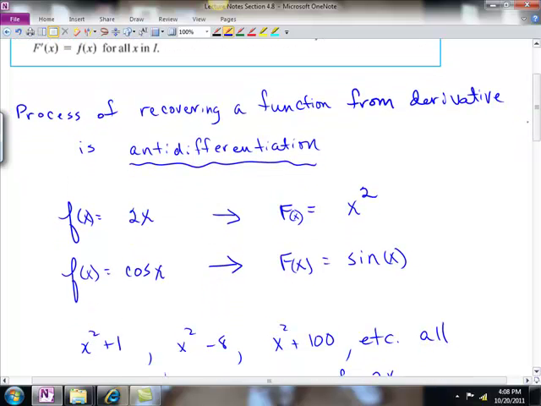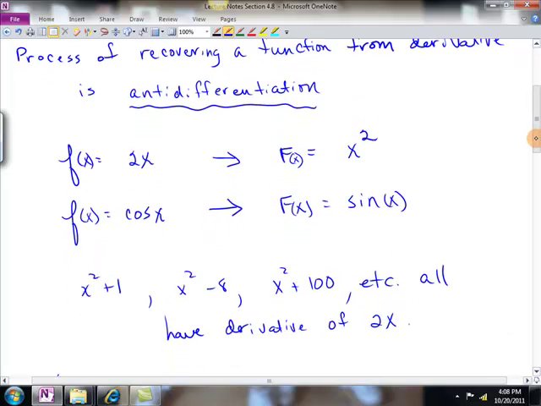The process of recovering a function from a derivative is antidifferentiation. So if we had 2x, would it make sense that the function that would give us that would be x squared? So let's think about it. If you took the derivative, you'd go 2 in the front, you'd take 1 away from that, you'd get 2x. If the derivative were cosine x, what function, if we took the derivative of it, would give us cosine x? That would be sine x.